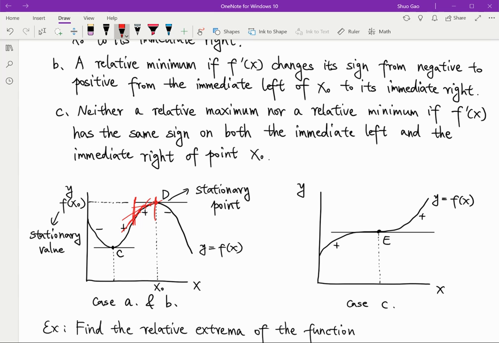And similarly, to the right of the point D, because the function is decreasing, right? For x that's larger than x0, when x increases, f(x) decreases, right?